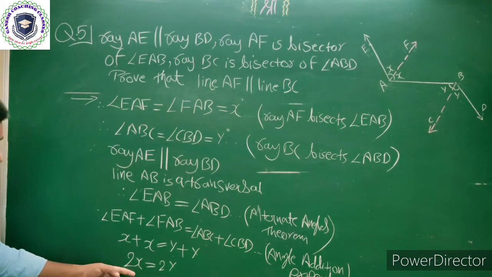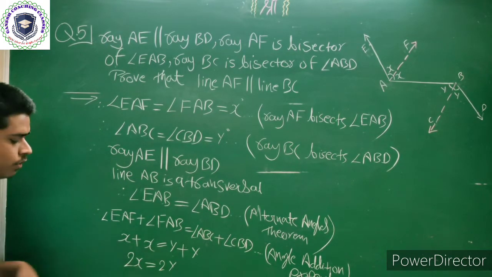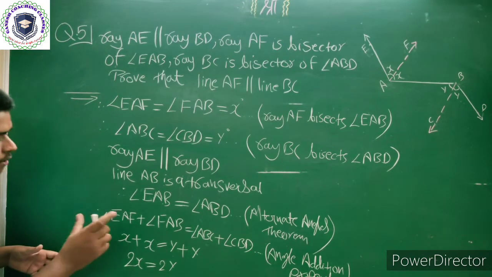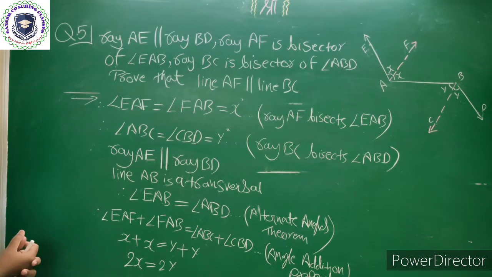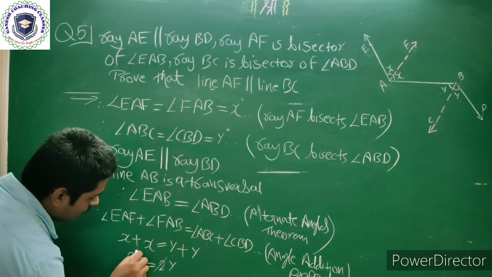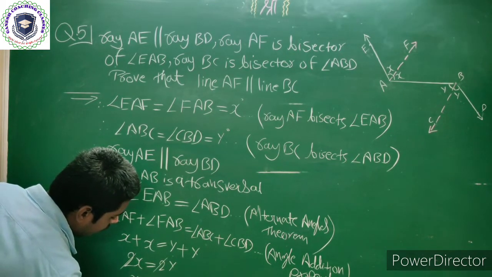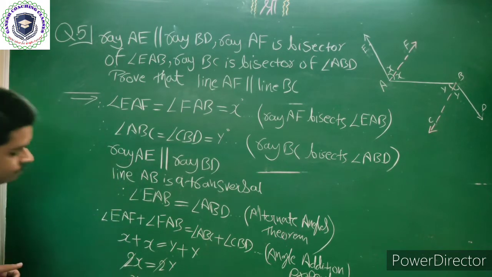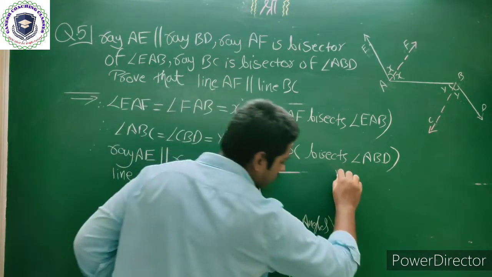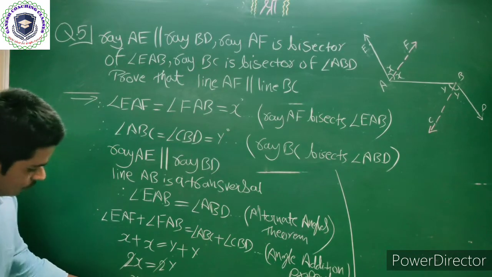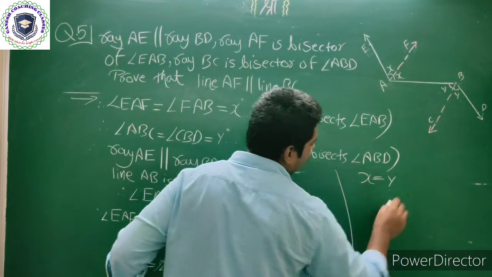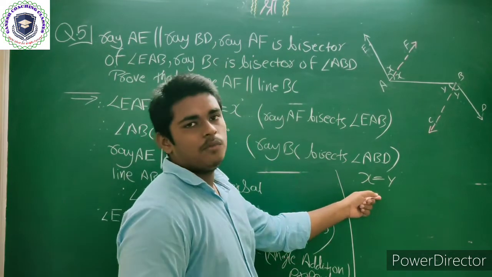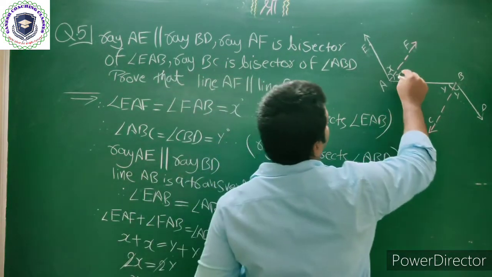Okay, so now we can cancel 2 because it is in multiplication on the left and right sides of the equal sign. So here, by the property of equality, we can cancel these 2. So we get X is equal to Y. Okay, we found that X is equal to Y, and now we can consider X is the measure of angle FAB.